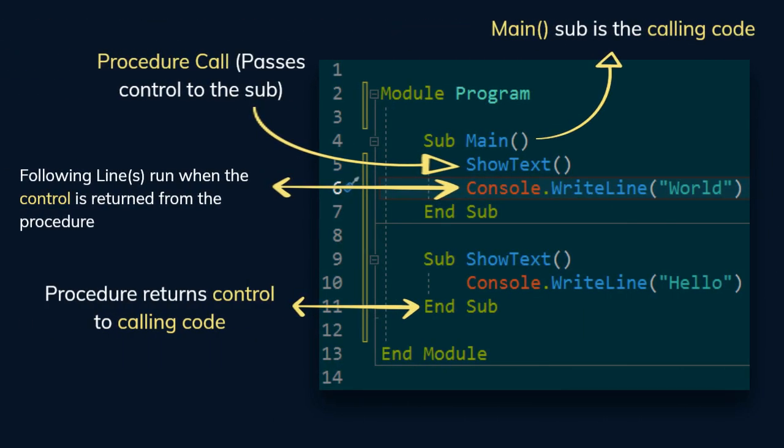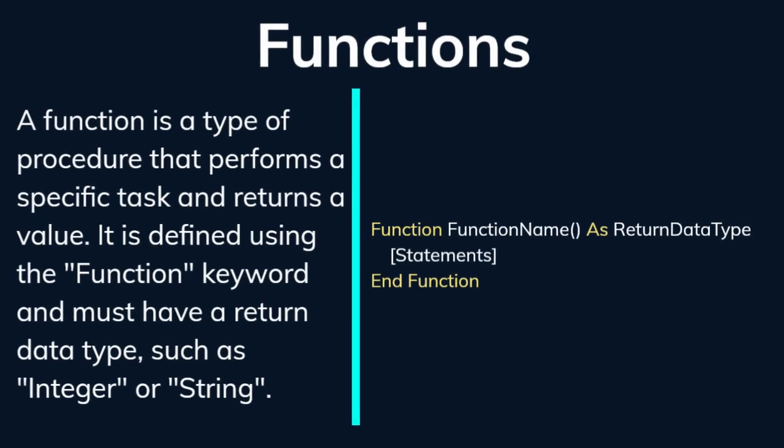Typically, you invoke the procedure from some other place in the code. This is known as a procedure call. When the procedure is finished running, it returns the control back to the calling code which invoked it. The calling code is a statement or an expression within a statement that specifies the procedure by name and transfers control to it.